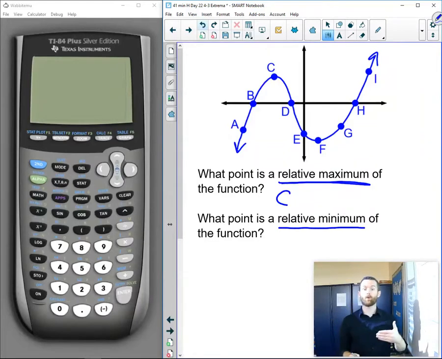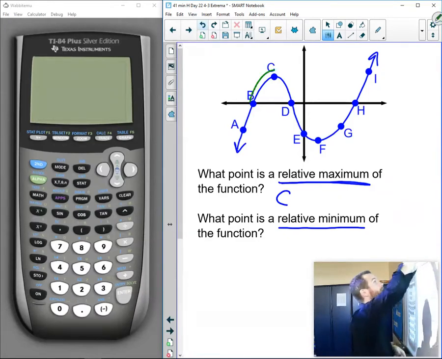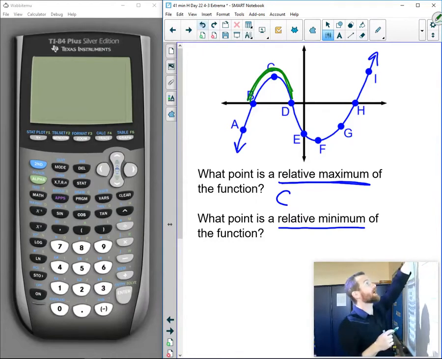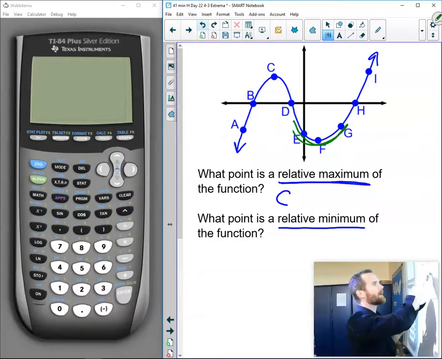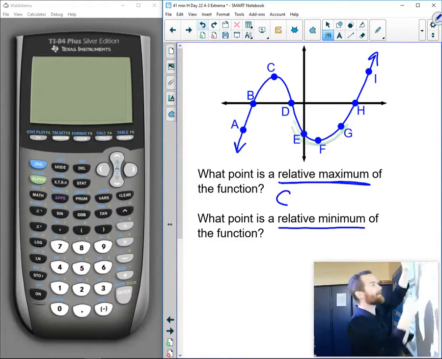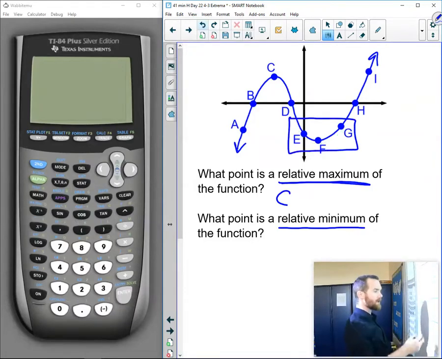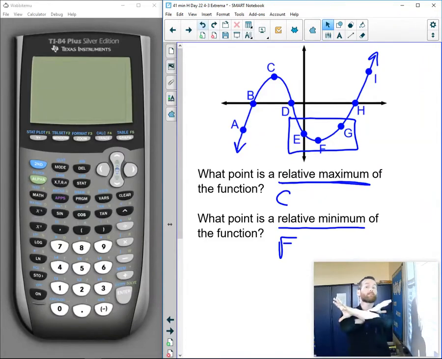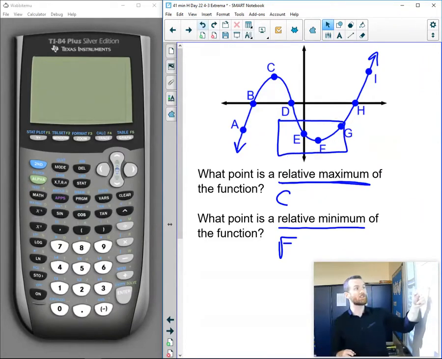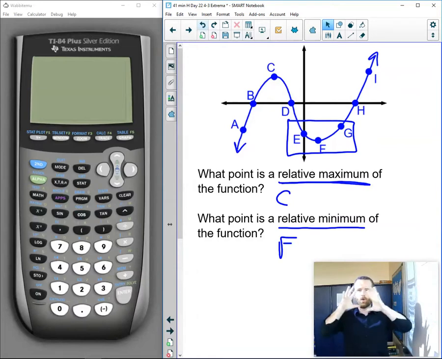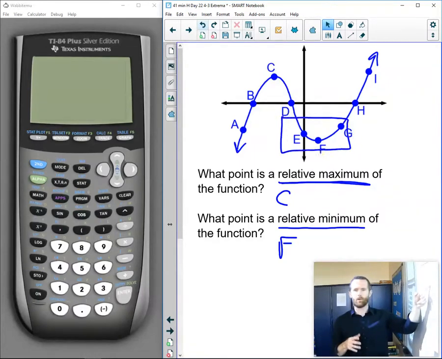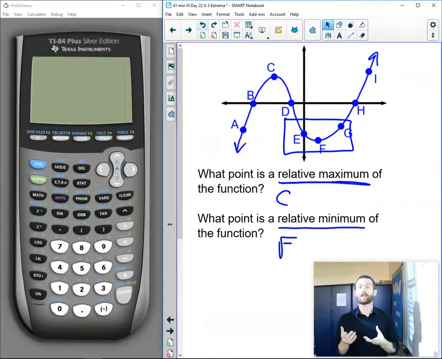Now we're looking for which point is a relative minimum of the function. So we do the same thing. We say, okay, where do we see the opposite of what we just saw? So instead of a concave down parabola, we're looking for a concave up parabola, and we see that right there. If I just focus on this part of the graph, we see, oh, point F is a relative minimum. It's not the minimum of the entire function, but in this section right there, if we ignore the rest of the function and just focus around point F, it is a relative minimum.